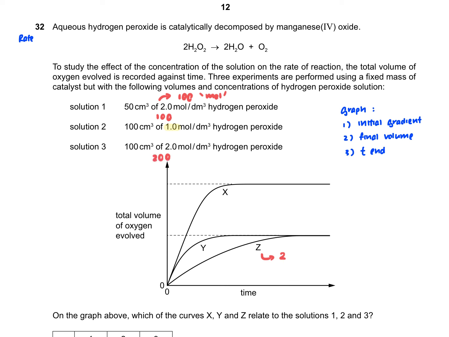That means that for solution 3, I have a greater number of moles of reactants, which will give me a larger volume of gas at the end. Or for solution 3, I have 2 times the number of moles of reactants, meaning I will get 2 times the volume of gas produced as well. So that means that X would be solution 3 and therefore Y would be solution 1.